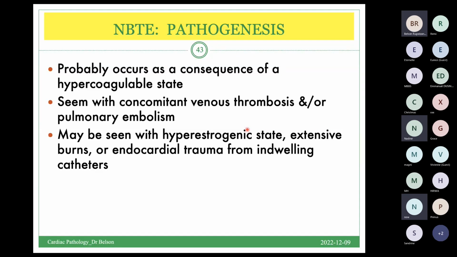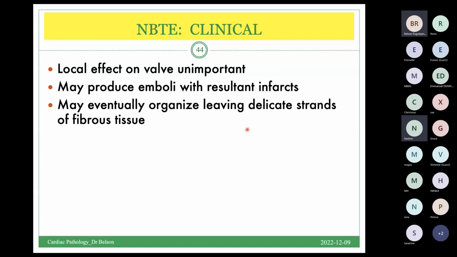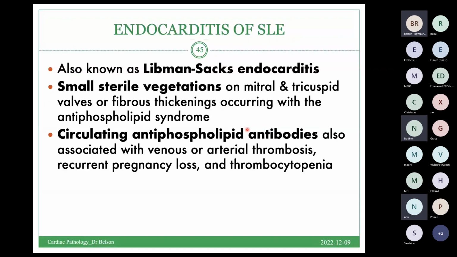So one of them is the hypercoagulable state. So it will just, the blood will be stagnant there and induce inflammation there, probably because there are some blood clots which have attached to the endocardium. So basically, endocardium, what it does, it is like what the endothelium does. Whenever there is a lesion on it, automatically blood clotting will take place. So local effect on the valve is not very important. This one may produce emboli and infarct somewhere.